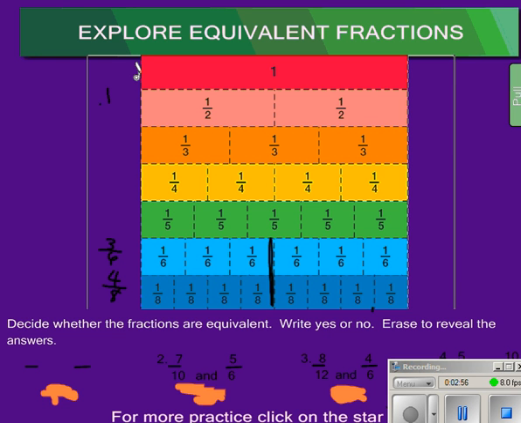1/2. Another one. 2/4. All of those take up the exact same space, so they are equivalent. They are equal to each other. Why isn't there a third that's equivalent to it? Why don't we have the denominator 3?